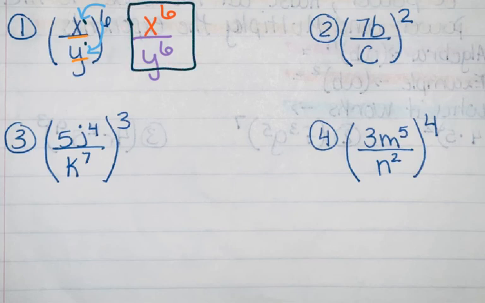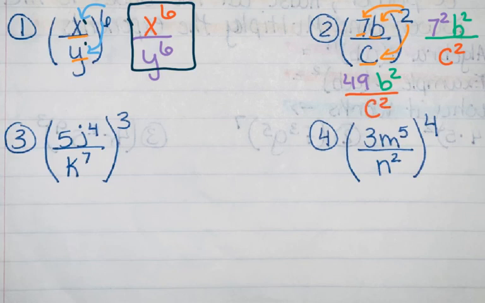Okay, so number 2, you should notice in here, I have 3 bases. I've got 7, b, and c. So this 2 needs to go to the 7, to the b, and to the c. So this is going to give me 7 squared, b squared, over c squared. Then you got to ask yourself, can I reduce anything else? Well, you can change that 7 squared to 49, because 7 times 7 is 49. So 49 b squared over c squared.